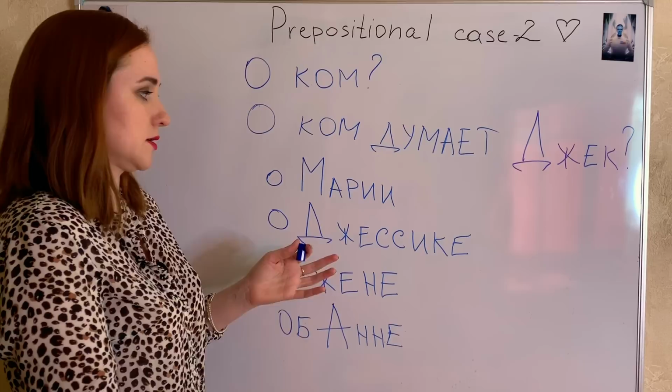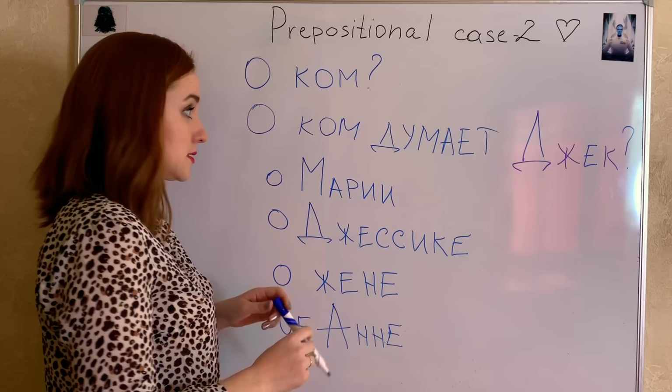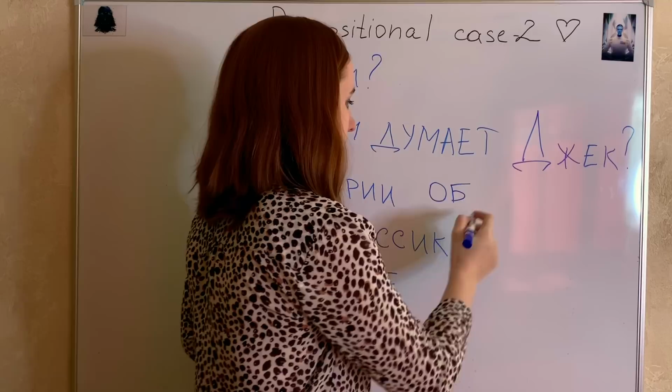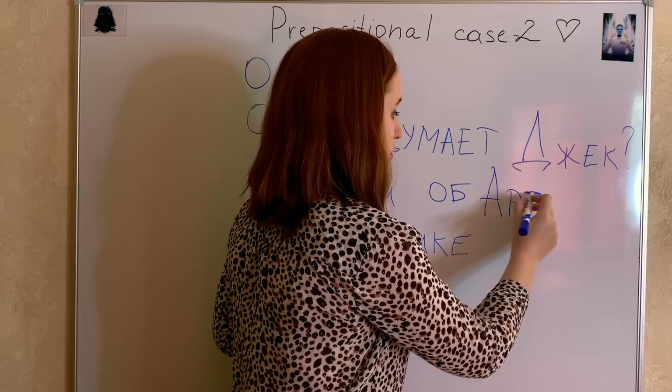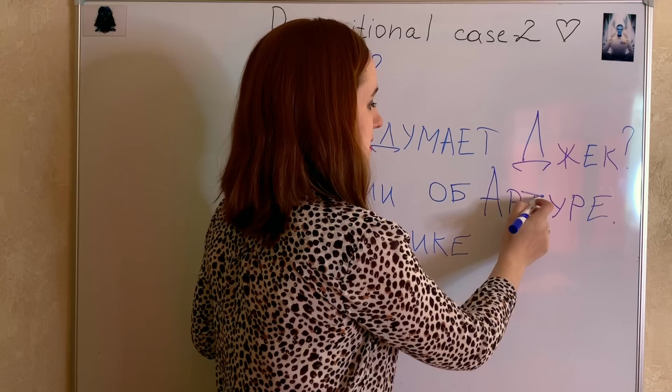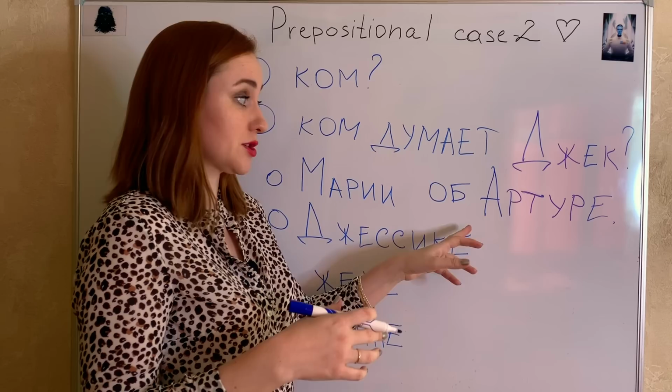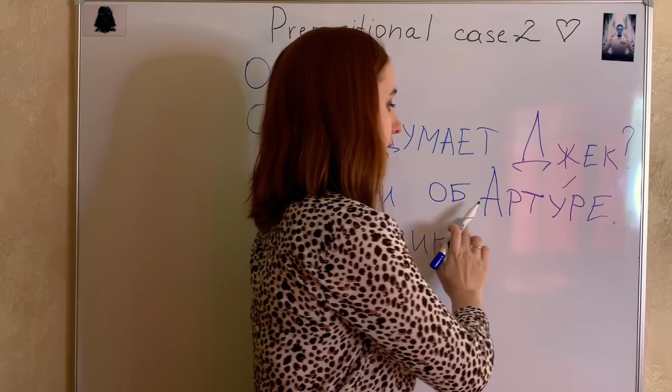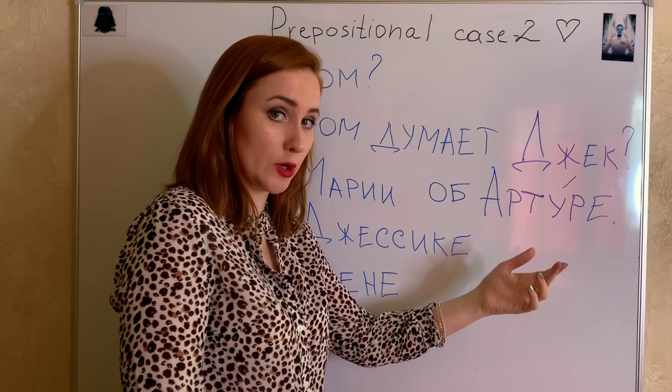Okay, maybe he also has a boyfriend all of a sudden. Interesting person, this Jack. So maybe he has a boyfriend too, and he's thinking about him. Об Артуре. By the way, in English, this name is Arthur. So you stress the first letter, Arthur. In Russian, it's Артур. So you would say об Артуре. Джек думает об Артуре. Джек думает об Артуре.